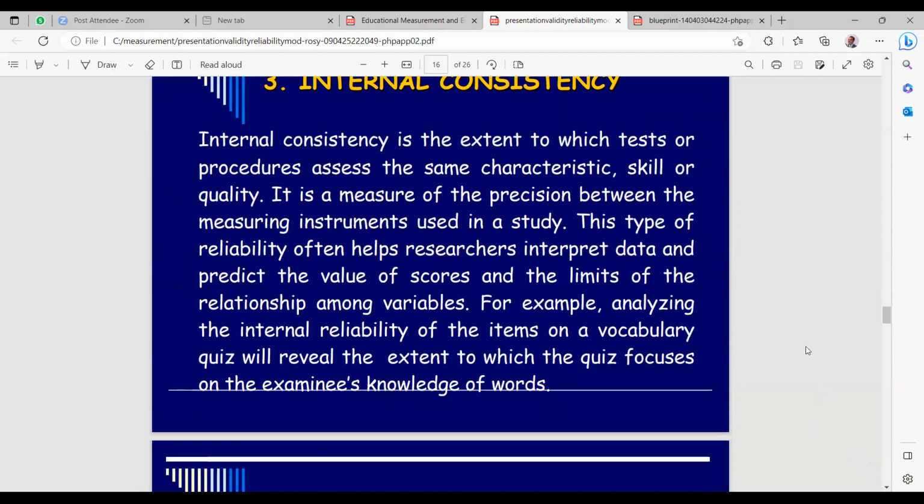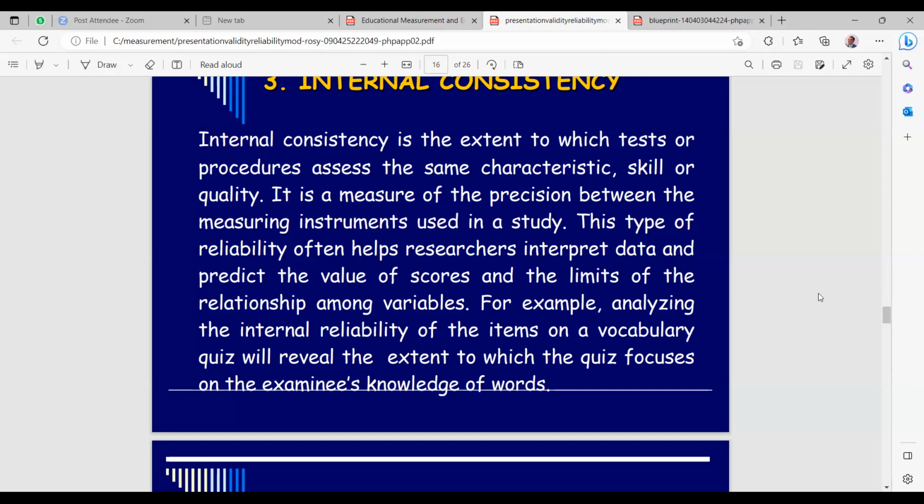Then something called internal consistency. Internal consistency is the extent to which tests or procedures assess the same characteristic, skill, or quality. It is a measure of the precision between the measuring instruments used in a study. This type of reliability often helps researchers interpret data and predict the value of scores and the limits of the relationship among variables. For example, analyzing the internal reliability of the items on a vocabulary quiz will reveal the extent to which the quiz focuses on the examinee's knowledge of words, right?